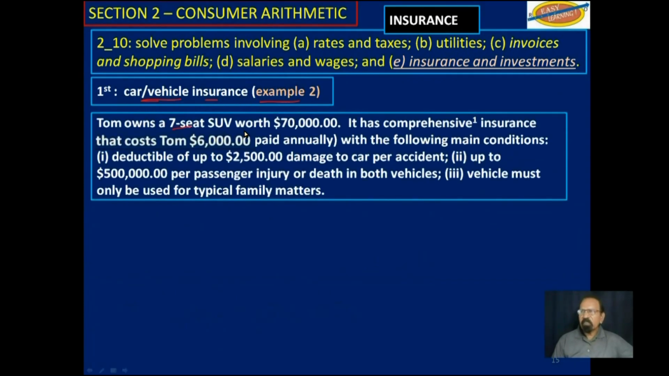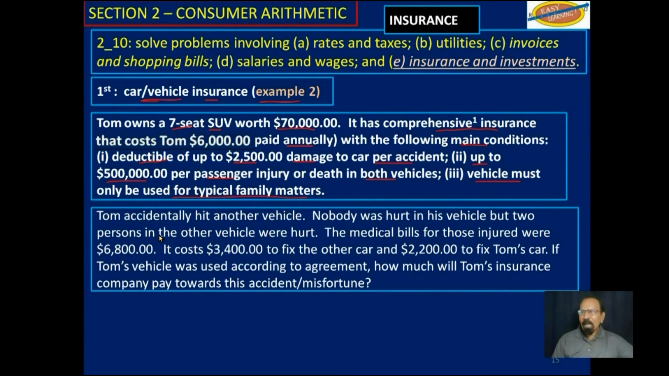Tom owns a 7-seat SUV worth $70,000. It has comprehensive insurance that cost Tom $6,000 annually with the following main conditions: deductible of up to $2,500 damage to car per accident, up to $500,000 for passenger injury or death in both vehicles, and the vehicle must be used for typical family matters. So Tom accidentally hit another vehicle. Nobody was hurt in his vehicle, but two persons in the other vehicle were hurt. The medical bills for those two injured were $6,800. It cost $3,400 to fix the other car and $2,200 to fix Tom's car.